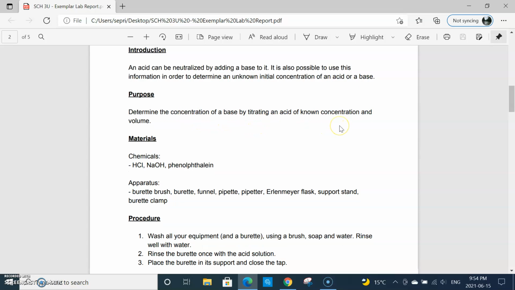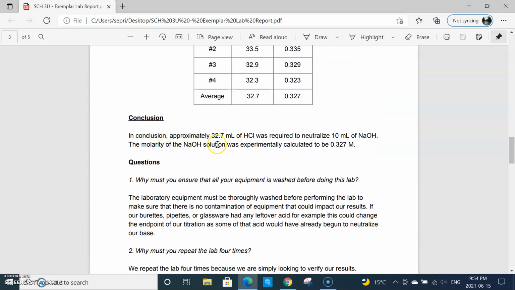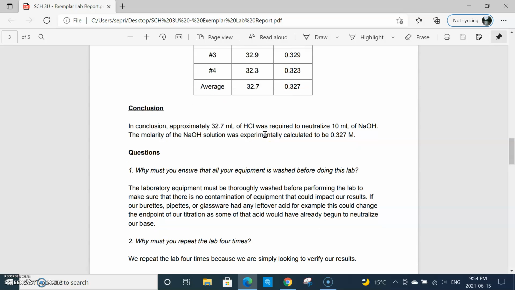known concentration and volume. And the conclusion was approximately 32.7 milliliters of hydrochloric acid was required to neutralize 10 milliliters of sodium hydroxide. And then it also tells you the molarity. So those pieces of data directly relate to the purpose. And that's how you know that this is an exemplar conclusion section.